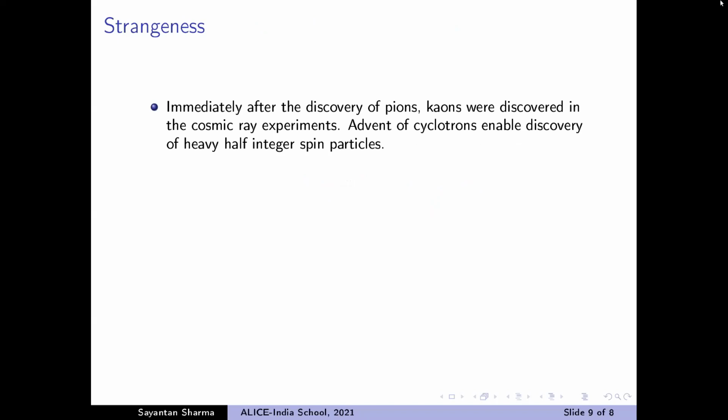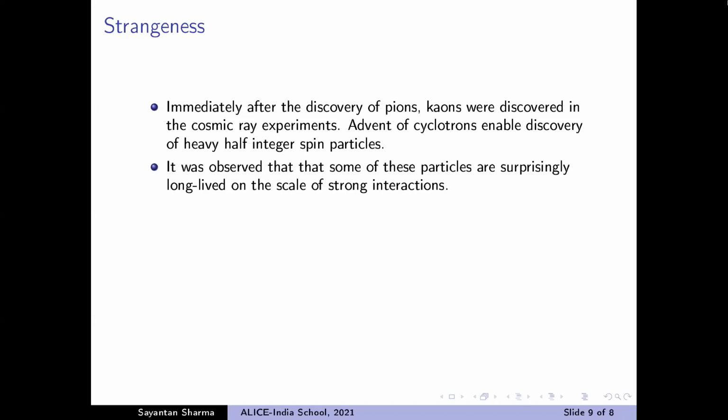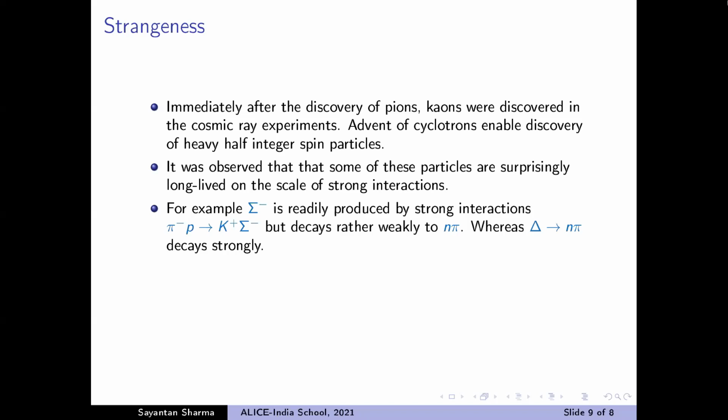Immediately after the discovery of pions, there were kaons which were discovered in cosmic ray experiments. And then the advent of cyclotrons also enabled the discovery of many of these heavy half-integer spin particles. And it was observed that some of these particles are long-lived on the scale of strong interactions. For example, the sigma minus. This is produced by strong interactions of pi minus and proton, and it goes to K plus and sigma minus, but decays very weakly to neutron and pions.